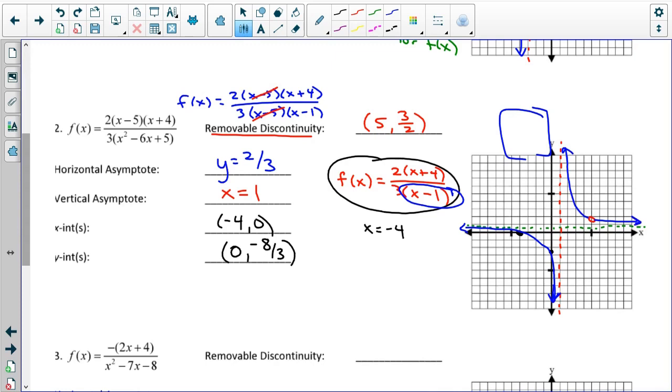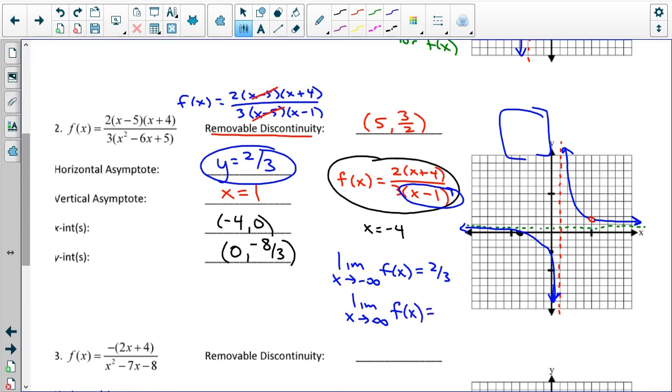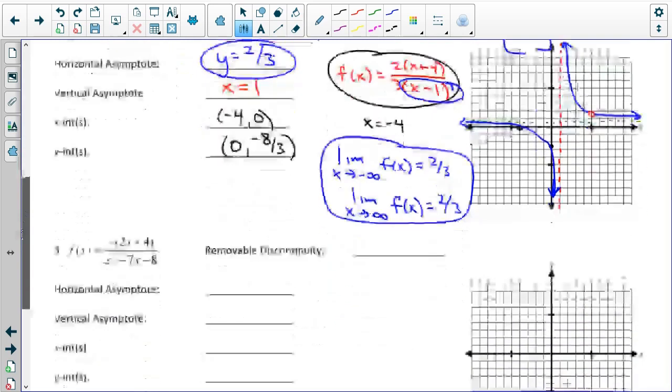If I take a look at the limits for the horizontal asymptote, the limit as x approaches negative infinity of f of x would be 2/3. Notice it's going to approach 2/3 forever. Likewise, the limit as x approaches positive infinity of f of x, as x goes to the right forever, is also 2/3. I'm just showing you the mathematical notation for those.